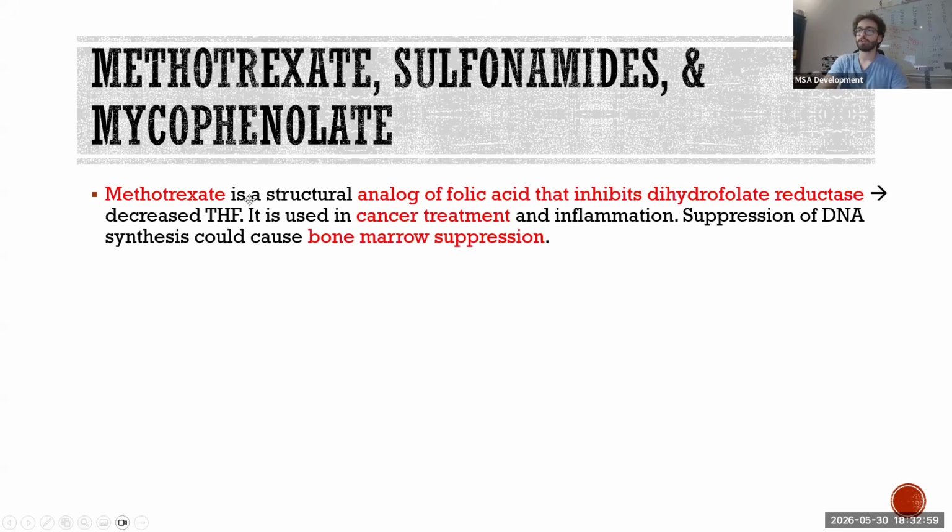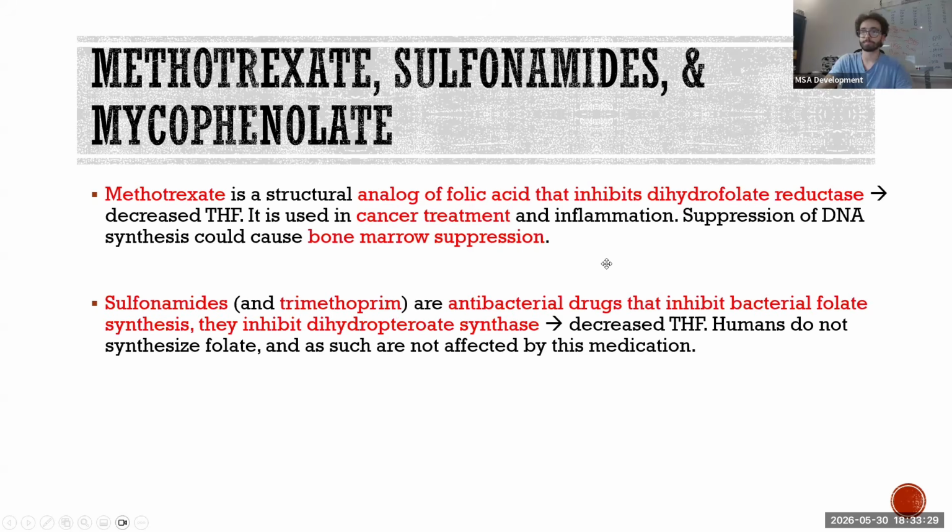Methotrexate, sulfonamide, and mycophenolate in more detail. Methotrexate, what is it, guys? It's a structural analog of folic acid. It looks like folic acid. It inhibits the enzyme dihydrofolate reductase. When do we use methotrexate? In cancer treatment. An adverse effect of it is bone marrow suppression, because we are inhibiting the formation of DNA and nucleotides. We have bone marrow suppression; we're unable to create new cells. Just remember, methotrexate inhibits dihydrofolate reductase and it's used in cancer treatment.